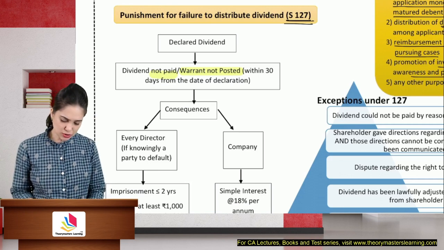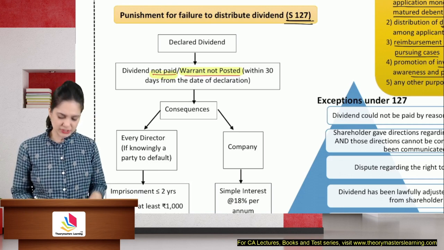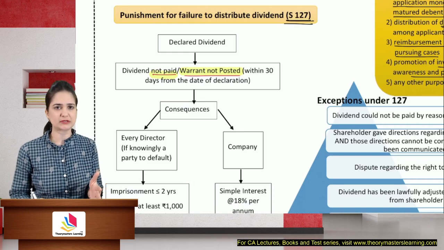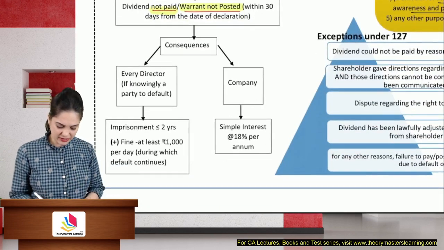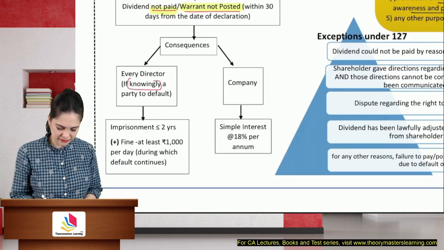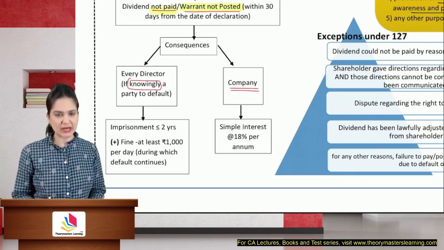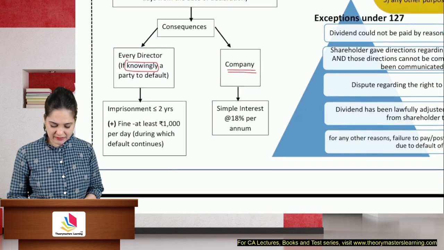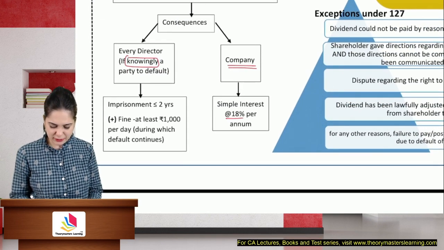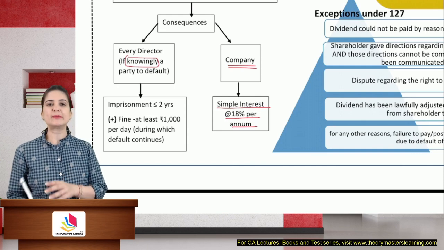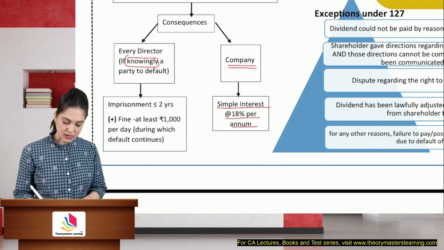So the dividend is not posted, the dividend is not paid, warrant is not posted within 30 days. Then in that case, every director who was aware of the default, and the company shall be liable to pay penalty. Now the company will have to pay that amount along with interest at the rate of simple interest at the rate of 18% per annum. The interest will be calculated for the period of delay.